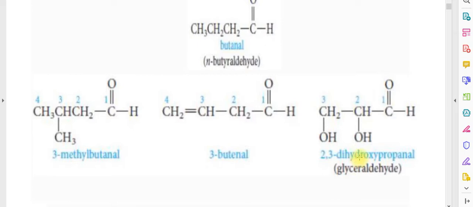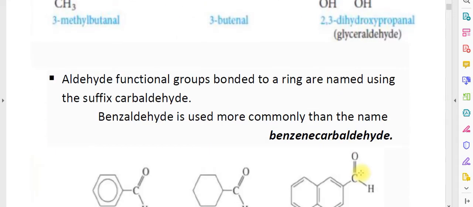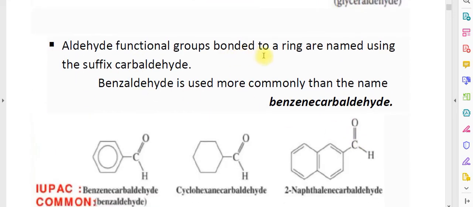And here you see an OH group is attached to both the second carbon and the third carbon. So 2,3-dihydroxypropanal, otherwise called glyceraldehyde. Anyway, an aldehyde functional group bonded to a ring is named using the suffix carbaldehyde. If the carbonyl group is attached to a ring, then it will be given the suffix carbaldehyde. And out of that, benzaldehyde is the most common name, that is benzenecarbaldehyde.